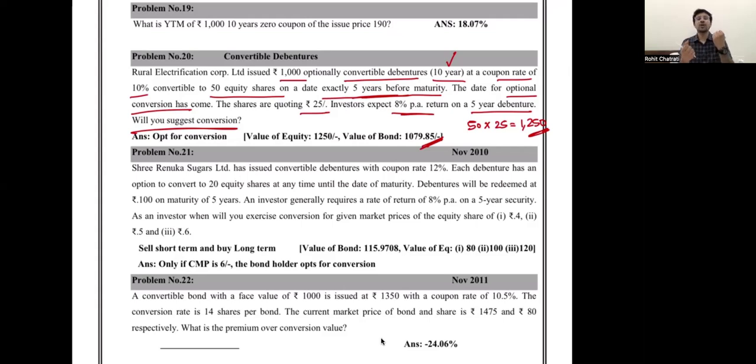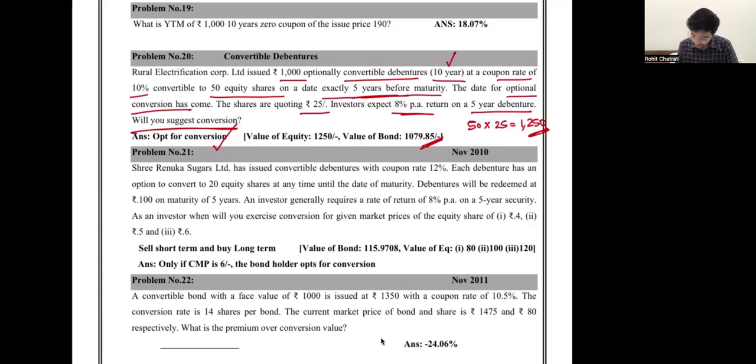I could not do a straight comparison because 1250 is in today's terms, while coupon and redemption value are in future terms. Therefore, I first discount it and then do a comparison. If I convert it into equity, 1250; if I continue to hold the bond, the present value of the benefit that I expect to receive is 1079. Therefore, I'm supposed to convert. I will opt for conversion because the benefit of converting into equity shares is greater than the benefit of continuing to hold the bond. Any question?